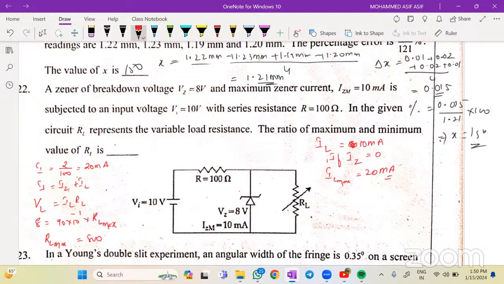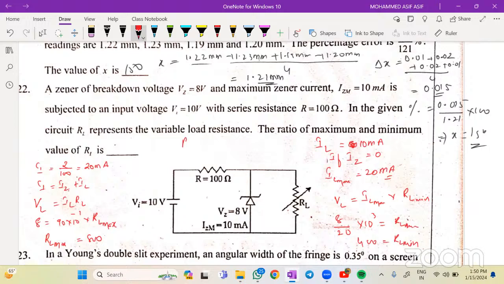So I got the VL max. So VL will be equal to your IL max multiplied by RL max. Then minimum resistance should be there at that time. So this will be equal to 8 by your 20 into 10 power 3. RL will come out of this. So this will be your RL max or minimum. Sorry. So this is 400. 400 is equal to RL minimum. So RL minimum has come.